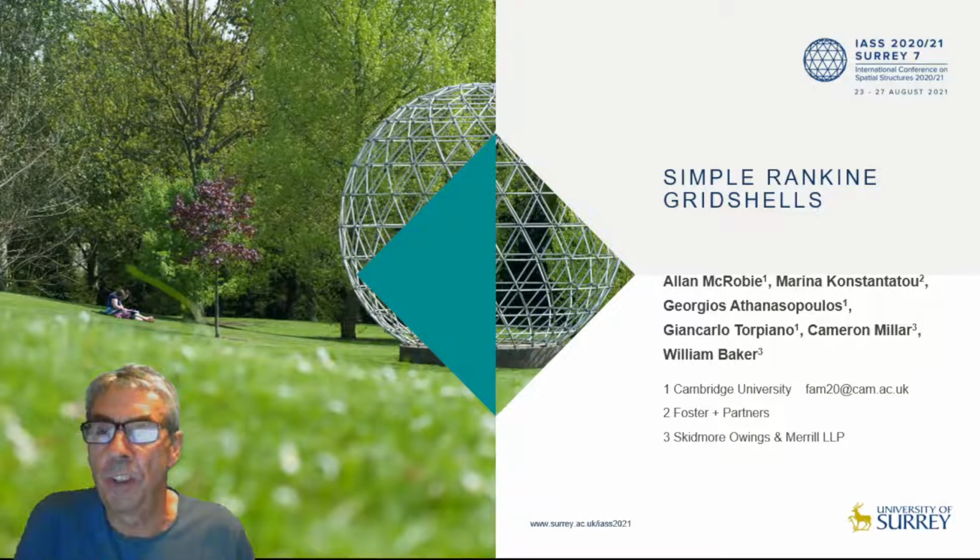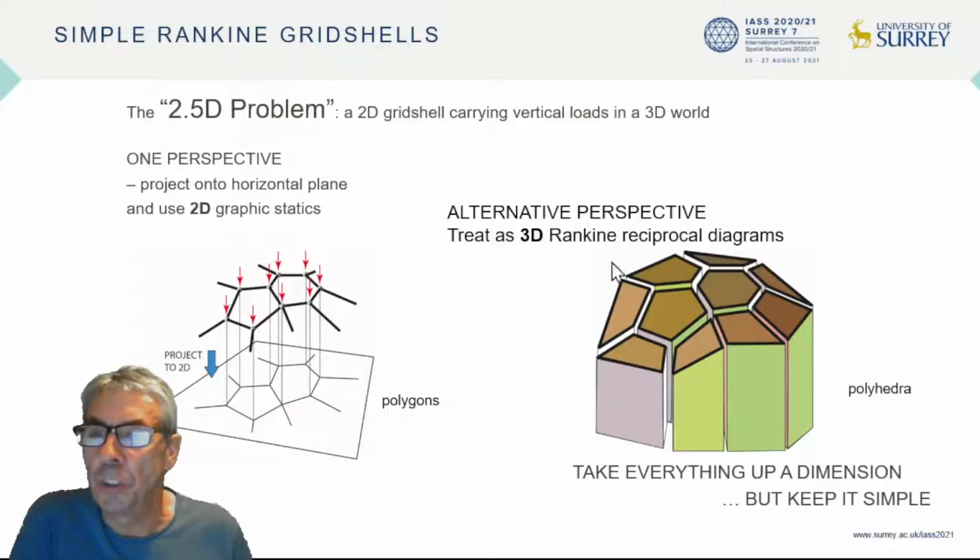This is a talk about grid shell design using Rankine's 3D graphic statics. I'll keep it simple. I'm Allan McRobie and I work with these good people. A common approach to grid shells projects everything to a horizontal plane and does 2D graphic statics there. Instead, we'll take everything up a dimension and use 3D Rankine reciprocals.